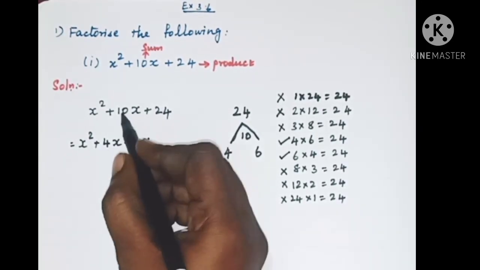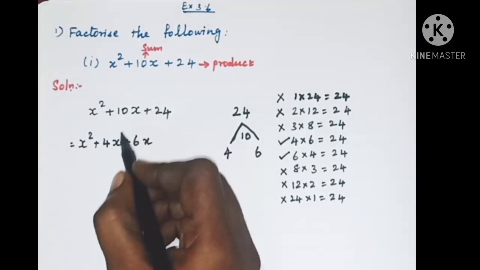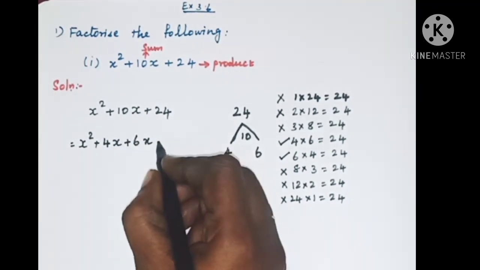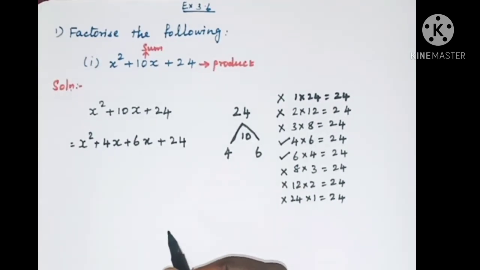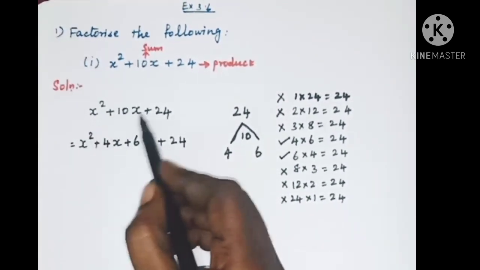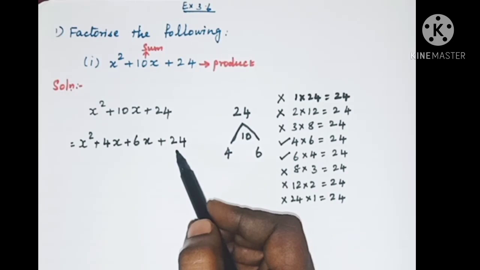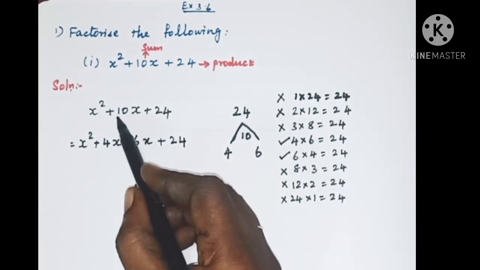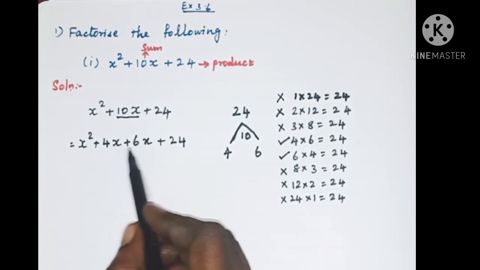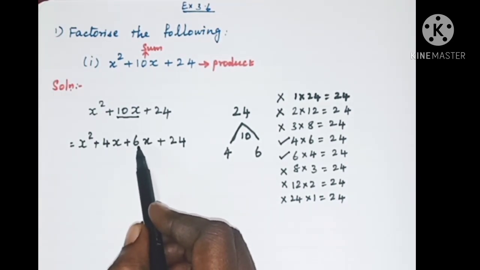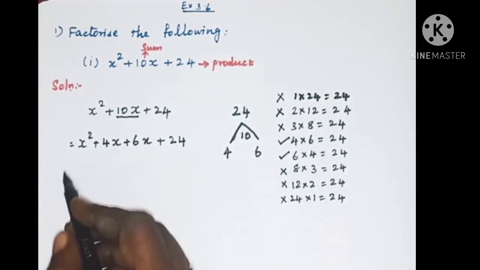Adding these two numbers, we will get 10 here. So 10x can be split into 4x plus 6x. And the constant term, write the constant term as it is. Write the first and last terms as they are, and split the middle term into two terms, 4x and 6x.